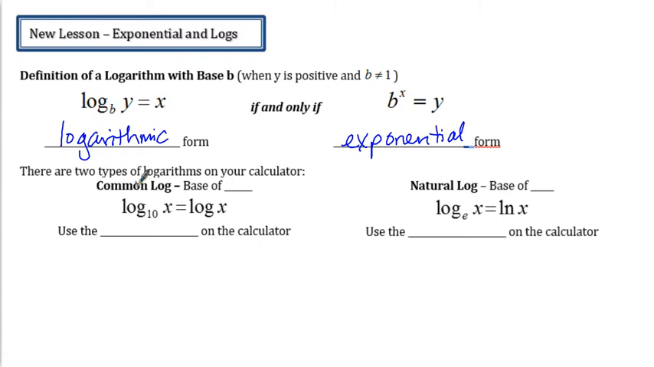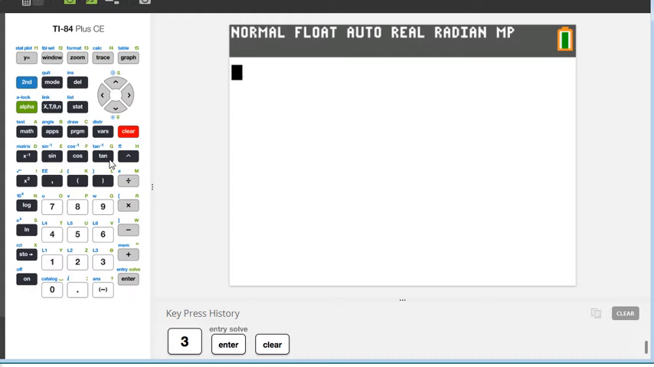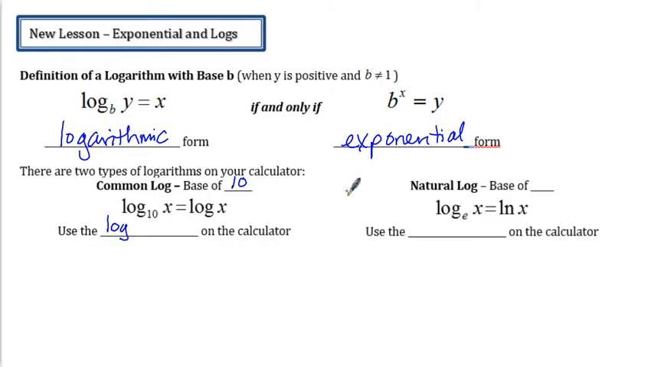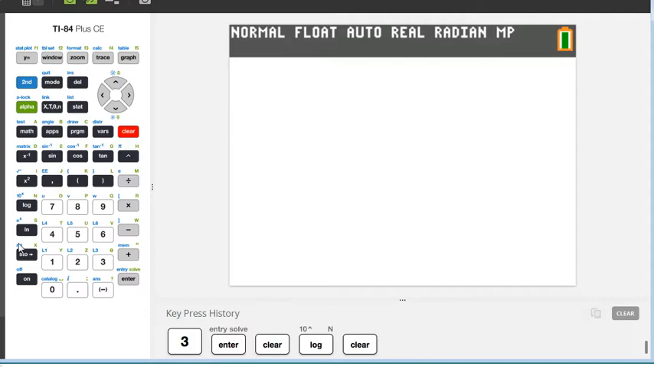Now, we have common log, where this little base right here is 10. And that is the log button on your calculator. So here's the log button on your calculator. This one right here is what we use for a base of 10. Log base 10. There's also a button on our calculator that gives us a base of e automatically. That is the natural log of x, or ln x, and that is found on our calculator right below, right here.